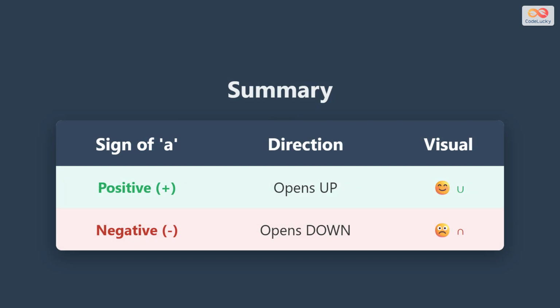Here is a quick summary of what we learned. If A is positive, the graph opens up like a smiley face. If A is negative, the graph opens down like a frowny face.